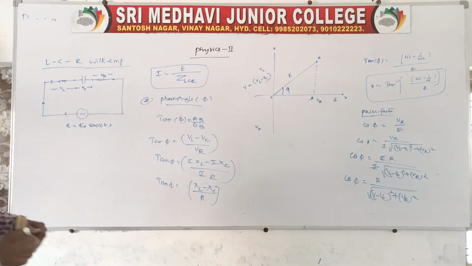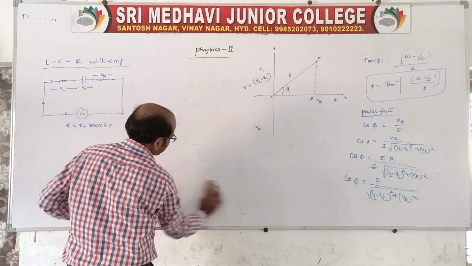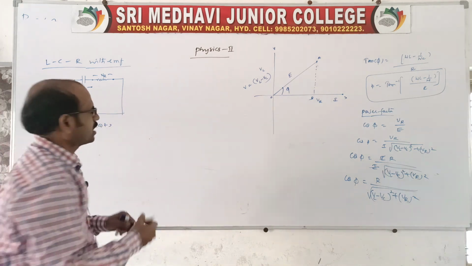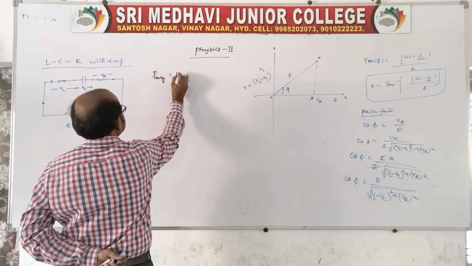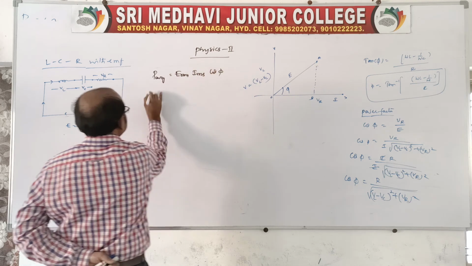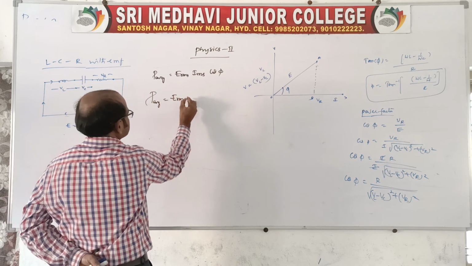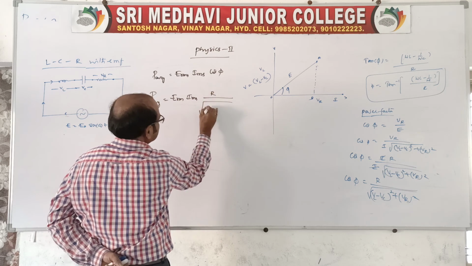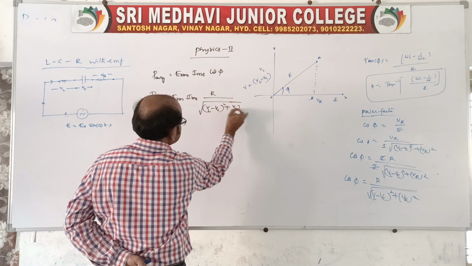Okay. Now come to the point about average power. Average power is ERMS, IRMS, cos phi. So average power for the LCR circuit when VL is greater than VC only, right? Cos phi is capital R by root over (XL minus XC) whole square plus R square.